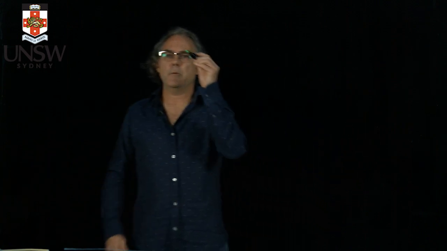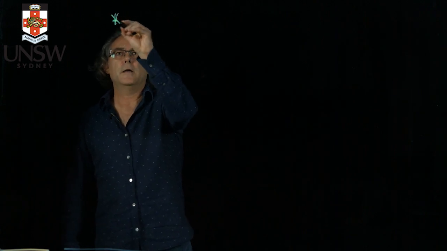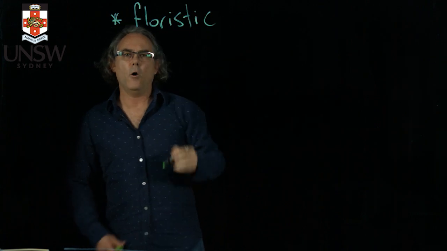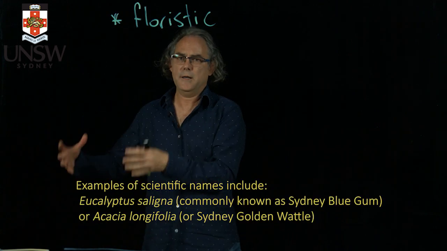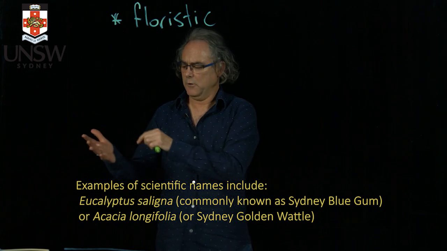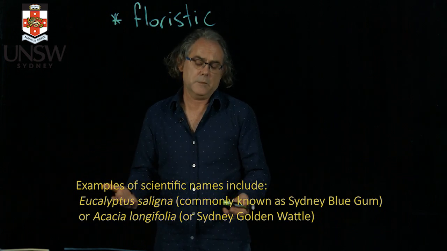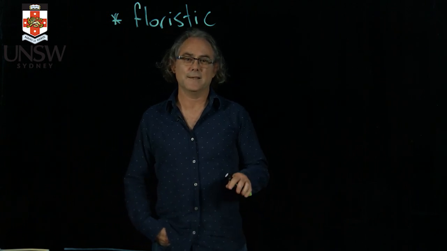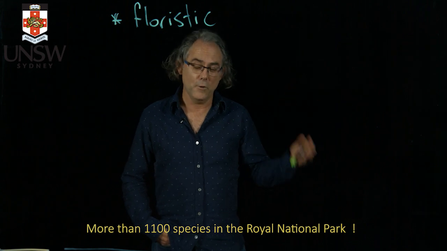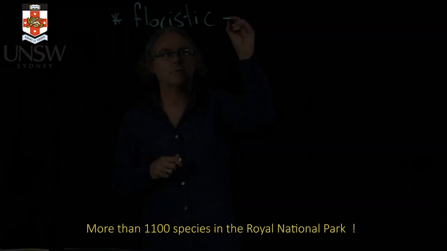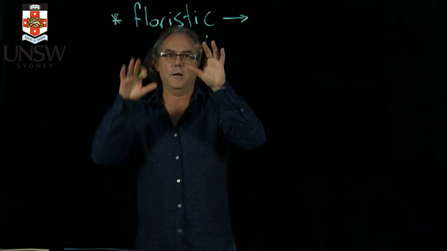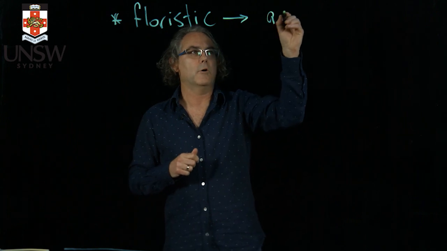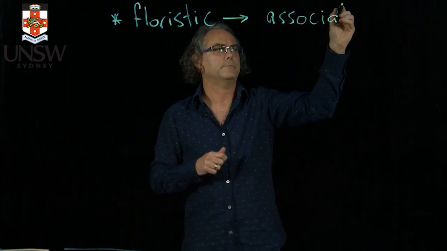ways. And the first one I want to describe is how you could describe the vegetation in terms of all of the scientific names. So I could go out into a patch of vegetation and I could write a list of the species that I come across. Now, there's 1,300 species in the Sydney Basin. Royal National Park alone has more than 1,100 species. If I described a vegetation community on the basis of the species that are in there, the floristics, I come up with something called a vegetation association.